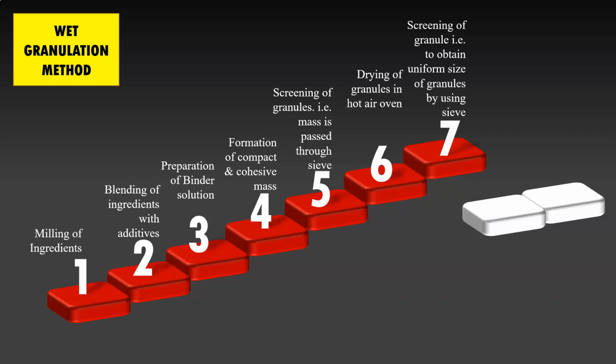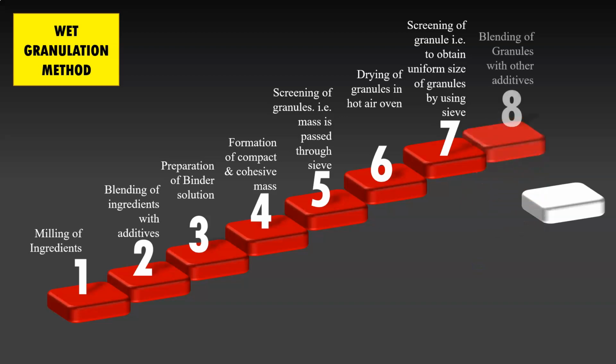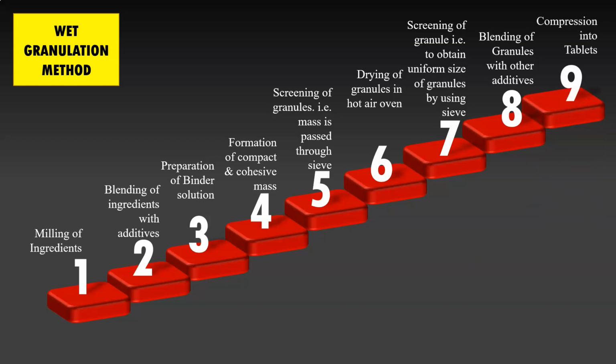That is to obtain the uniform size of granules by using the sieve. Now here the sieves used are as specified in the procedure. And the next step is blending of granules with other additives. Then the next step is compression into the tablets. So this is the method of preparation of granules by wet granulation method.